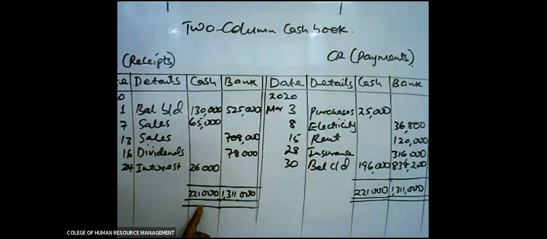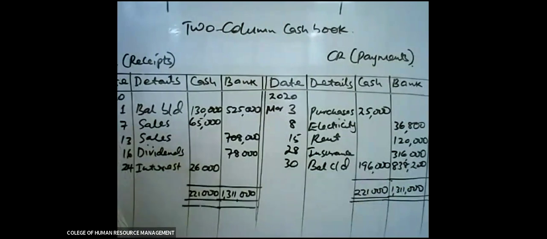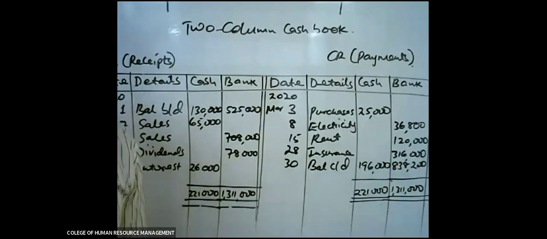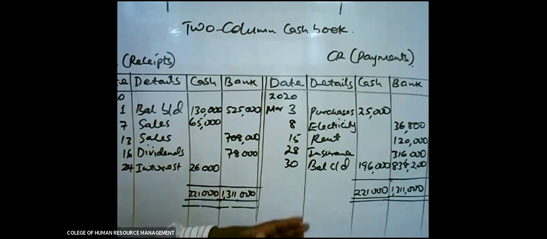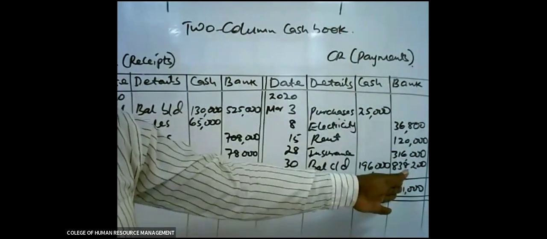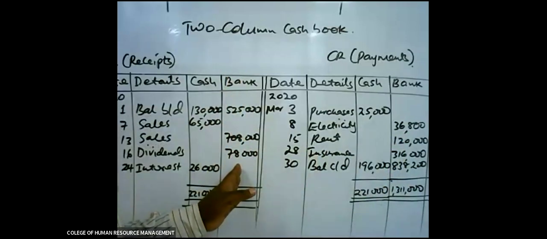So the cash total on this side should be the same as this. The difference is the balance. The bank total on this side should be the same as that. The difference is the balance. But for the bank, you can have a negative balance. Sometimes the bank on the payment side can exceed the bank column on the debit side. It is possible for the bank, but for the cash, it is not possible.